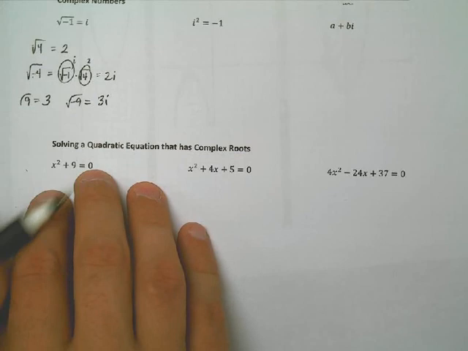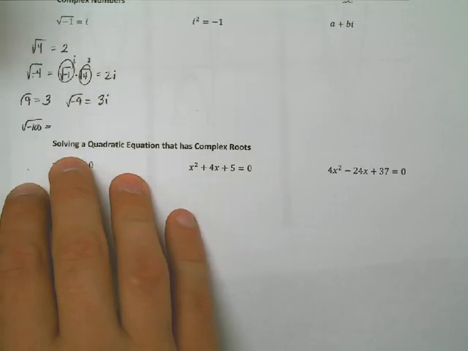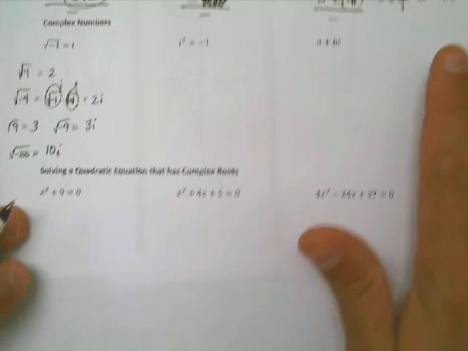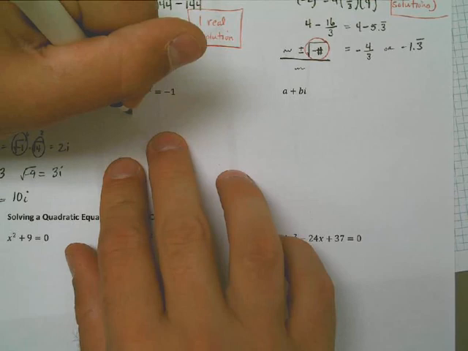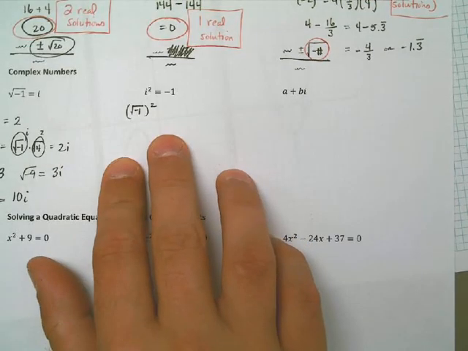Now an interesting thing about this is the fact that if we have i squared, that really means, remember, i is the square root of -1, and we're going to square it. And as we know, squares and square roots cancel each other out. So what happens is the square root and the square go away. I'm left with just the -1. If you ever see an i squared, it's just a -1.